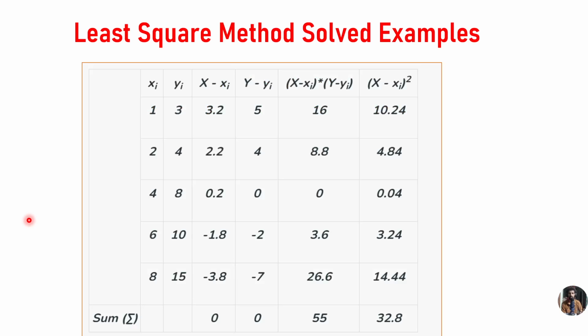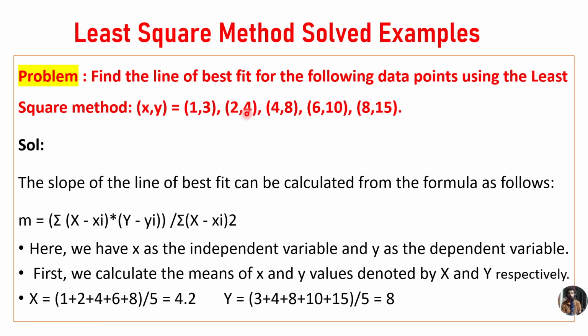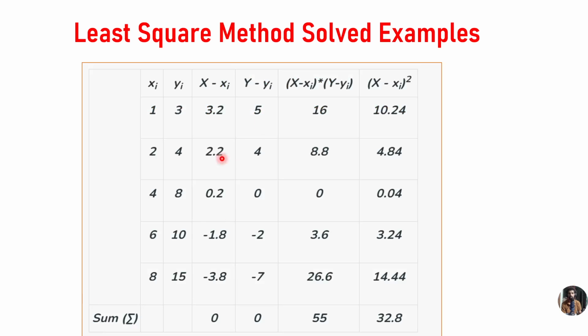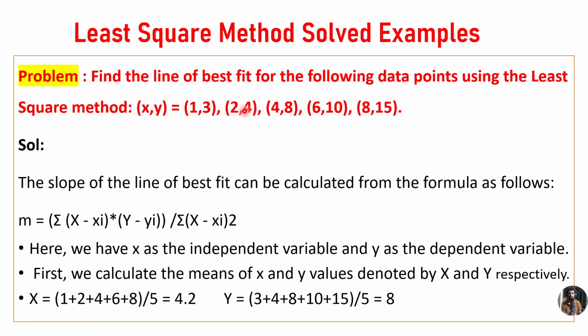Now this is the important part of this least square method example. The data points are given in the previous slide. The data points are 1, 3, 2, 4, 4, 8 and so on. First, xi is 1, 2, 4, 6, 8 and yi is 3, 4, 8, 10, 15.